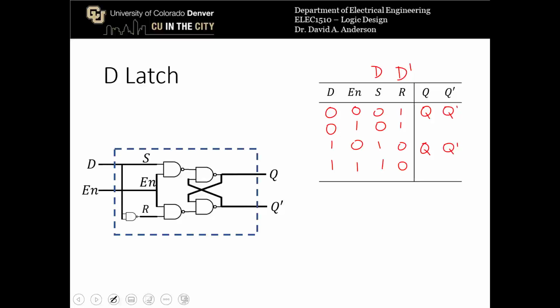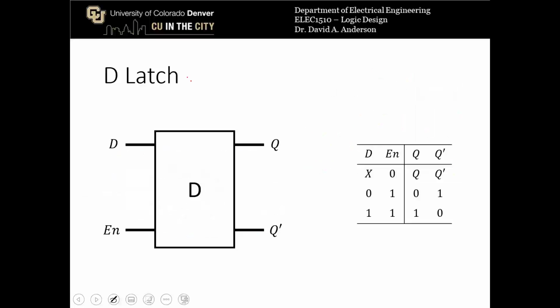Now when enable is a 1 and set is a 0 and reset is a 1, set to by D being a 0 right here, that means that Q is a 0 and Q prime is a 1. When enable is a 1 and D is a 1, that's this row here, S is a 1 and R is a 0, meaning that Q is 1 and Q prime is 0.